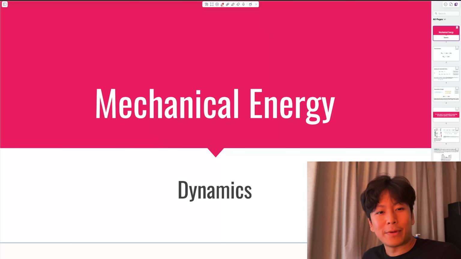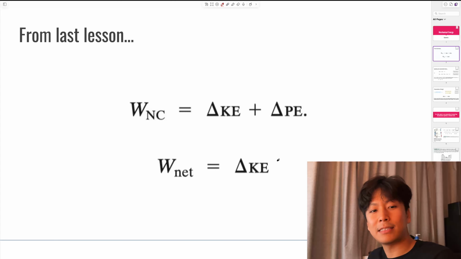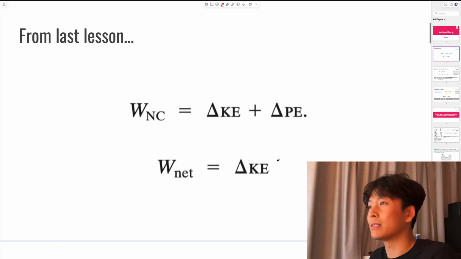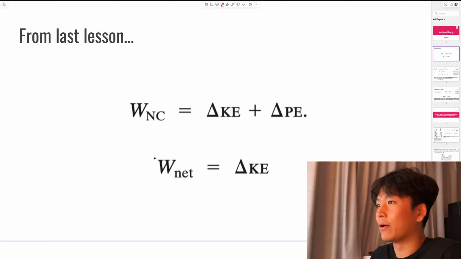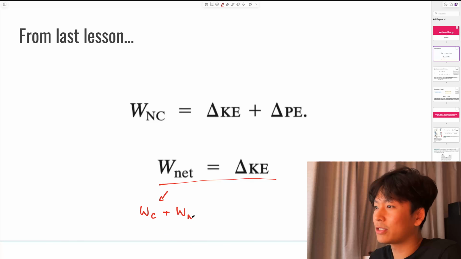Okay, so today we are looking at mechanical energy. So let's get right into it. From the previous lesson, we have these two forms of the work-energy principle. Initially we discussed how net work is equal to change in kinetic energy. And then we said that net work is essentially work done by conservative force plus work done by non-conservative force. So this is from last lesson.